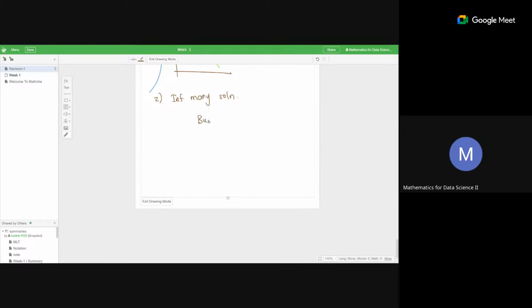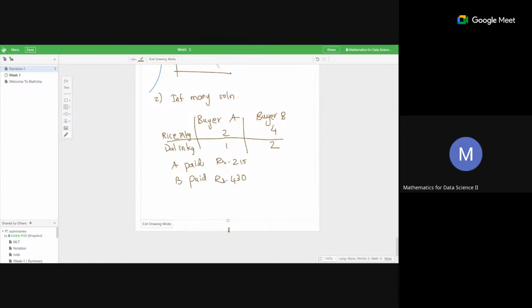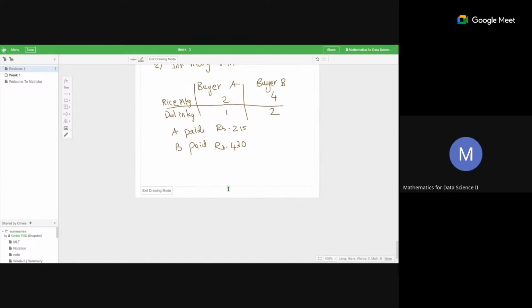So here you have buyer A, buyer B, and then rice in kg, dal in kg. So you have buyer A: 2, 1, and buyer B: 4, 2. So this is the data given to you. Now from this data, you are saying that A paid rupees 215 and B paid rupees 430.